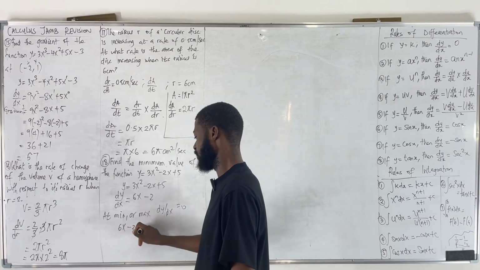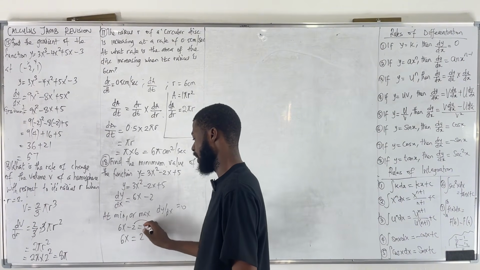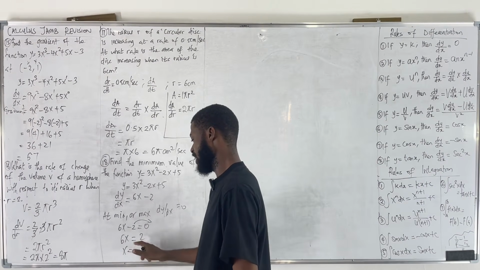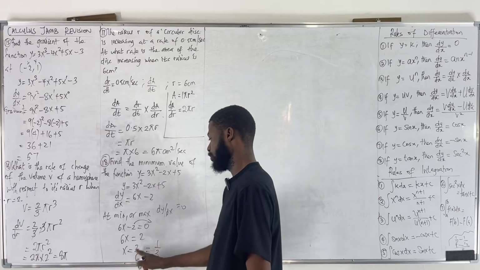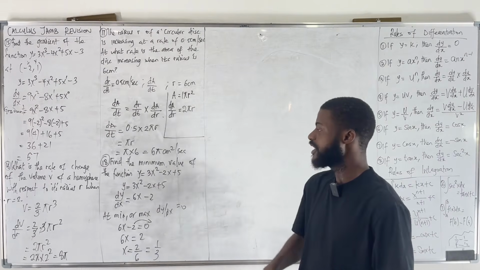So let's set 6x minus 2 to 0. This means 6x becomes 2, because you take the minus 2 to the other side. Then to get x, divide both sides by 6. So this will be 2 over 6, which becomes 1 over 3 when you cancel out the common factor. But this is not the answer.